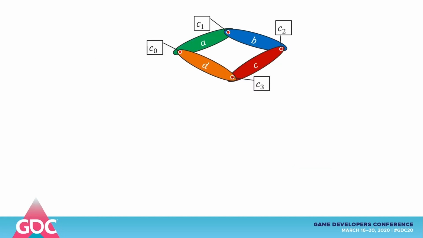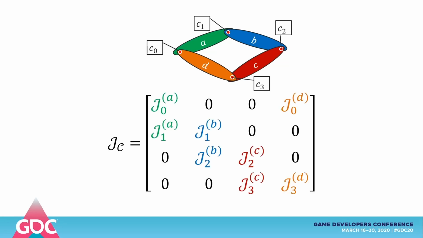Here is an example of a mechanism with 4 bodies and 4 constraints. And this is how the Jacobian would look like. Each block of rows corresponds to a constraint, and each block of columns corresponds to a body. The most important thing to notice is that each row of the Jacobian contains 12 non-zero elements. It is a sparse matrix.